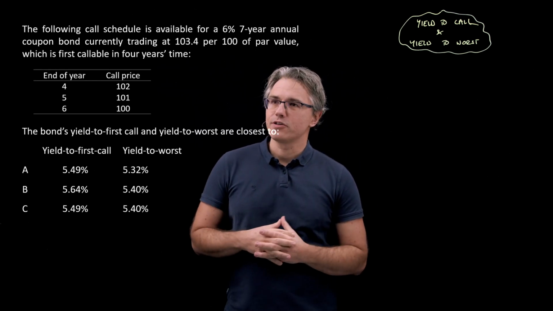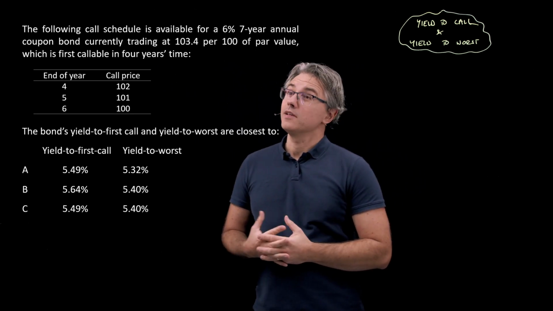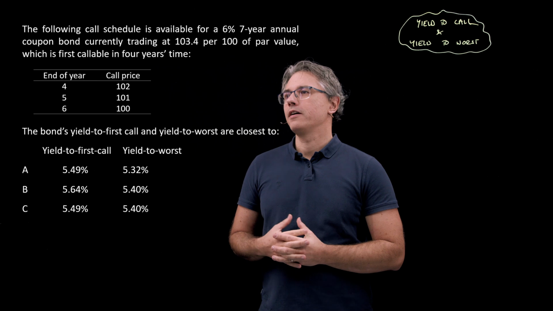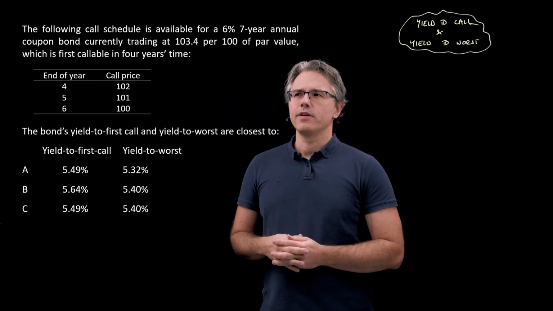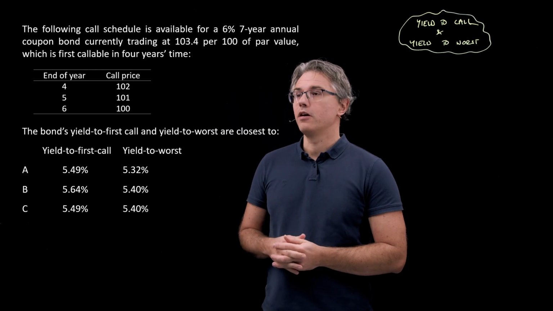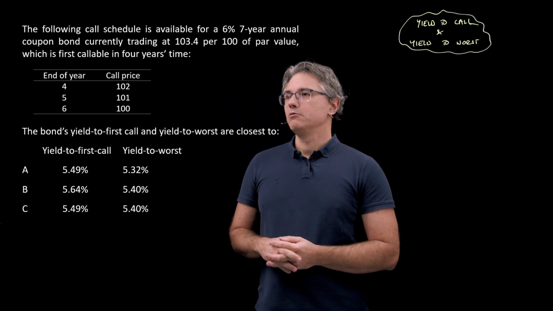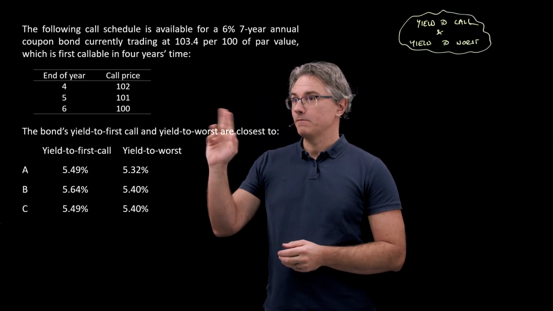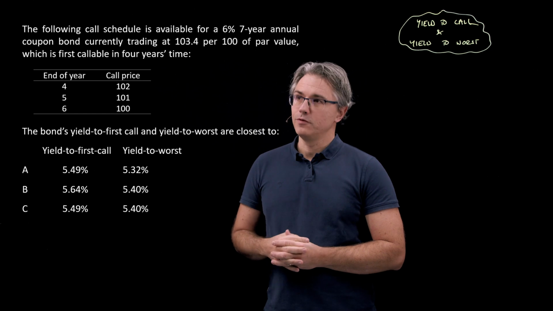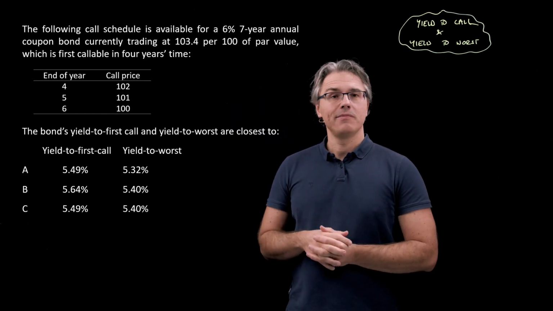So this is the question which I want us to have a go at. The following call schedule is available for a 6% 7-year annual coupon bond, currently trading at 103.4 per 100 of par value, which is first callable in 4 years' time. And we've got a schedule for the end of the 4th, 5th, and 6th year. That's when the bond may be called.